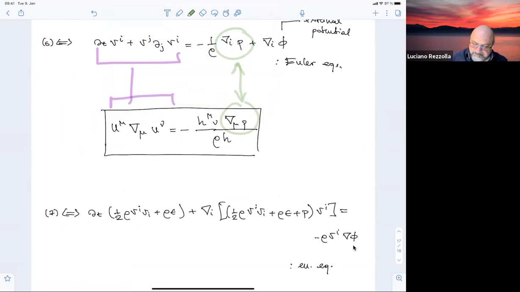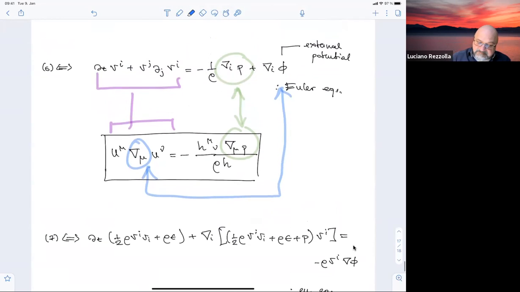And where is the gravitational potential here? Well, don't be fooled. The gravitational potential, and this is the beauty of it, is already in the covariant derivative. So here you are taking into account the fact that the space-time is not flat, and there may be a gravitational potential, what in Newtonian gravity would appear as a gravitational potential.